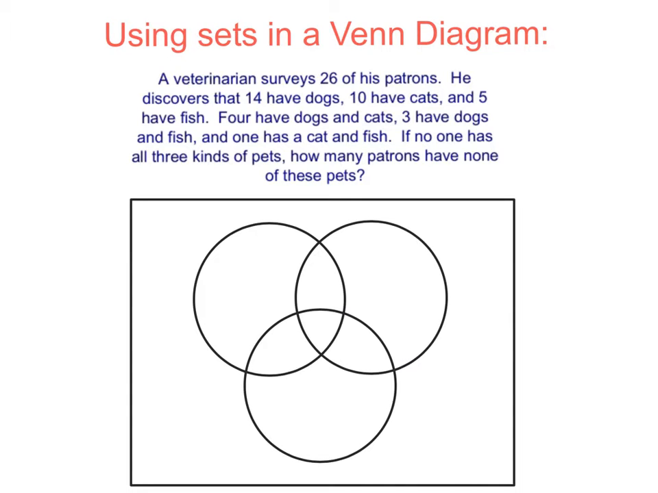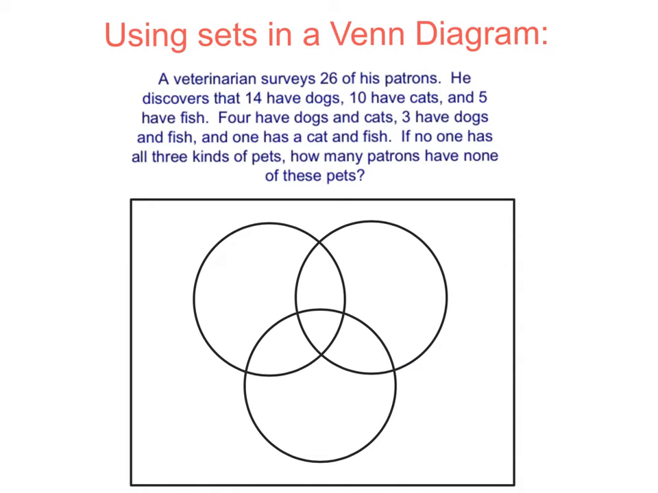It's a great visual tool. It's one of my favorites. So let's actually take a look at an example. Let's say a vet surveys 26 of his customers. He discovers that 14 of them have dogs, 10 have cats, 5 have fish, 4 have dogs and cats, 3 have dogs and fish, and 1 has both a cat and a fish. If not one of them has all 3 kinds of pets, how many of these have none?